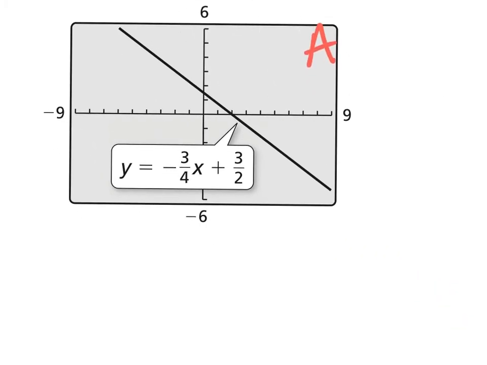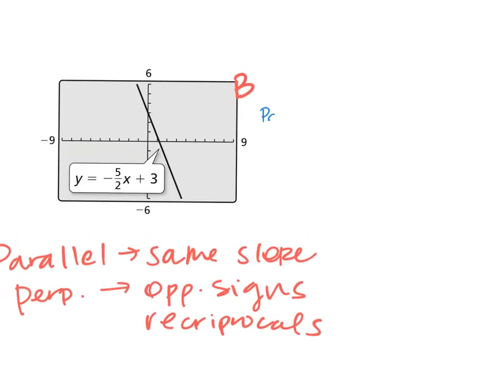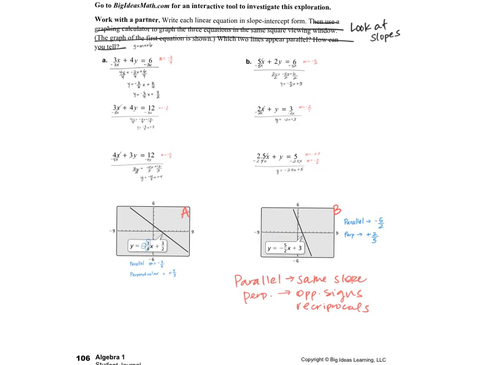If I had a slope that was parallel, that means m would be equal to negative 3/4. If I had a slope that was perpendicular to this line, it would have to be positive because this is negative, and then you need the reciprocal. So that's what we're looking for when we analyze our lines. And over here, if it was parallel, it would have the same slope, so negative 5 halves. If it was perpendicular, it would have the opposite sign, so it would be positive, and then the reciprocal would be 2/5.